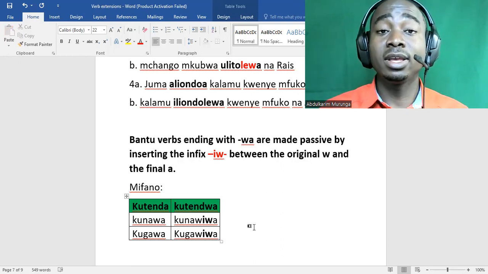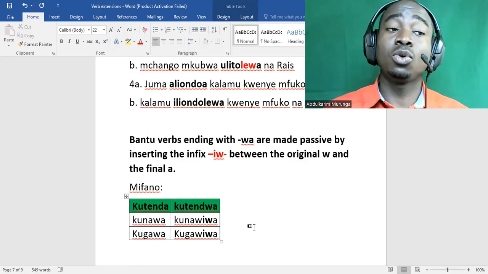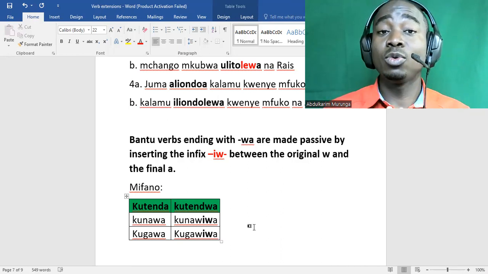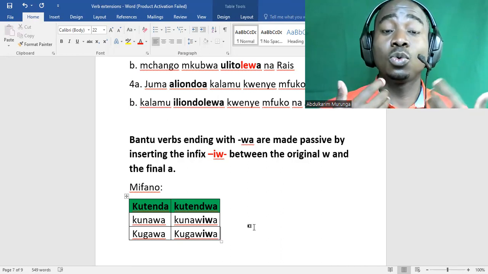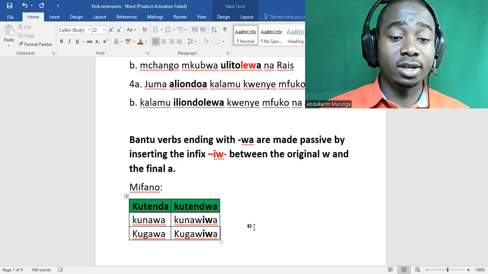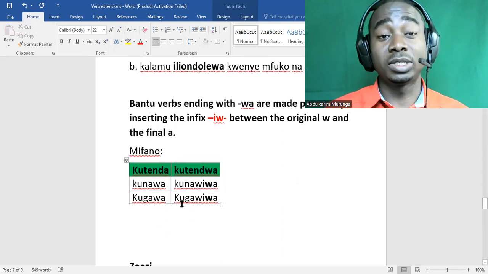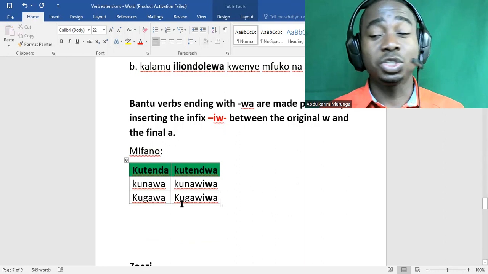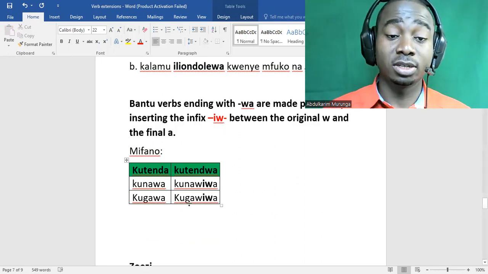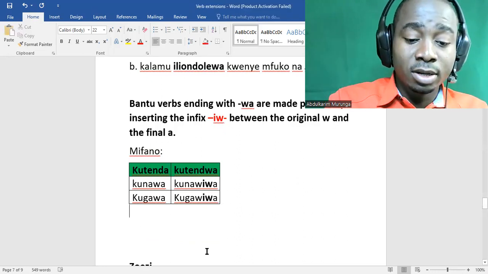We say maji yalinawiwa uso. Maji yalinawiwa, it means the water was used to wash the face. Or uso ulinawiwa maji, it means the face was washed with the water. Sawa? And we have kugawa. Kugawa is to distribute, to share. Kugawiwa is to be distributed. I can write here the examples.